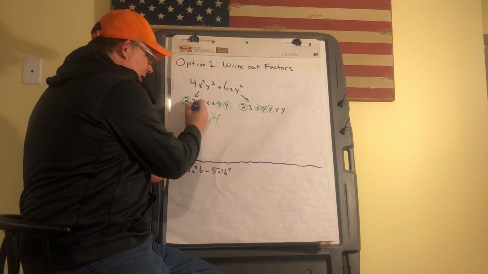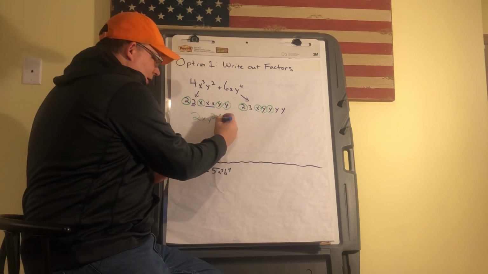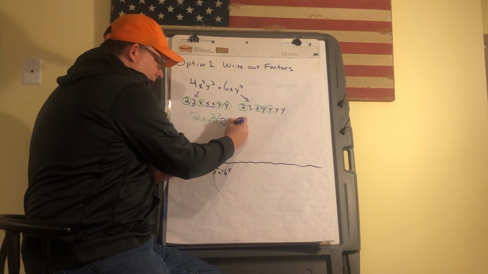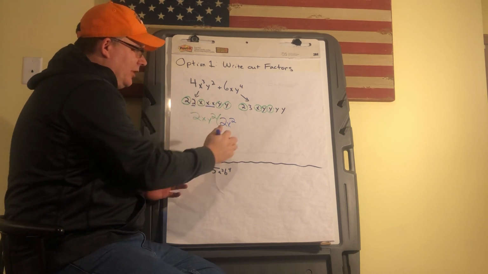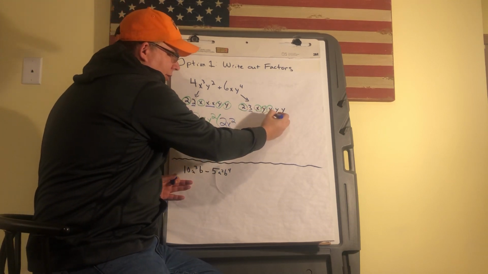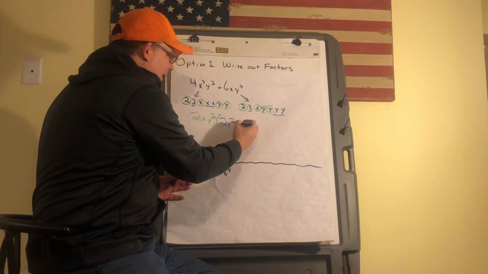All right. This is 2x squared. All right, so the 2 and then xx was left over, and then here we have a 3 and then yy.